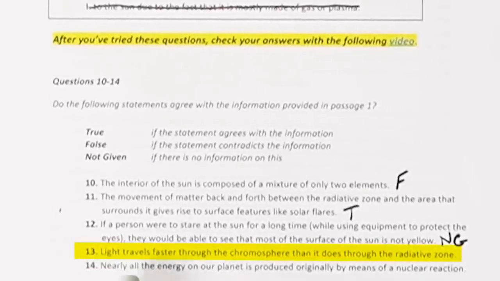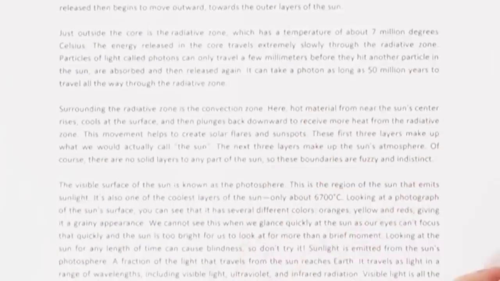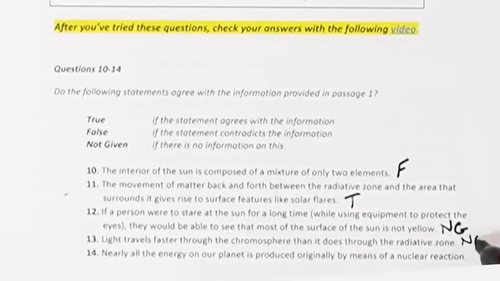Okay, it can take a photon, a photon is light, as long as 50 million years to travel all the way through the radiative zone. Wow, that's amazing. And you thought I was slow making this video. So let's go back and have a read of the sentence. Light travels faster through the chromosphere than it does through the radiative zone. So this is comparing the speed of light through two different zones. It talks about the speed of gas here, and it talks about the speed of light in one part of the sun here, but it doesn't compare anything. So we don't know. So this is not given because it's not given.